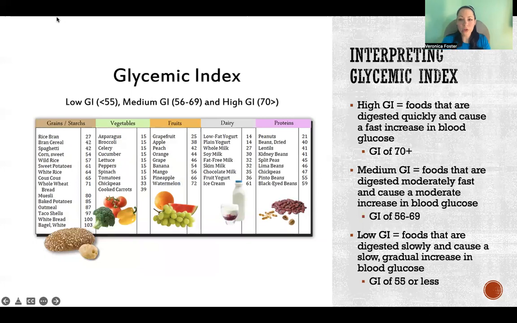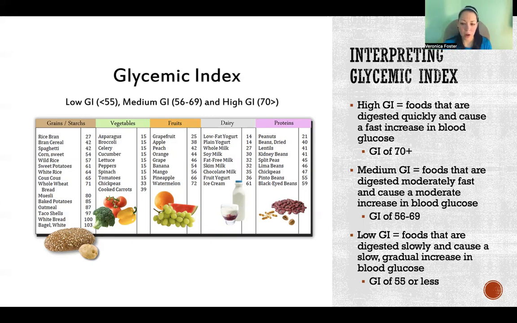So how do we interpret glycemic index? Again, it's a scale from 0 to 100, 100 meaning it has the greatest effect and 0 meaning no effect at all. So a food is considered to be high glycemic index if it is at a 70 or greater. Those are foods that we digest and break down very quickly. We absorb the sugar that is in that food. It goes into the blood and causes a big, fast increase in blood glucose. And then usually it's coupled with a big, fast crash in blood glucose.